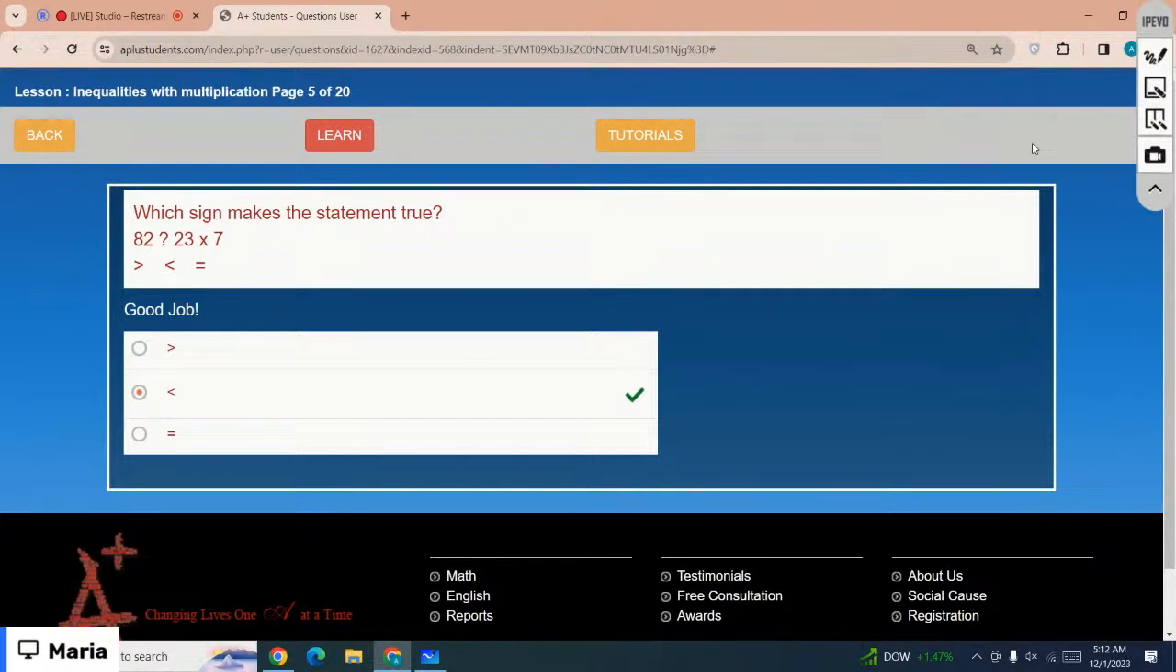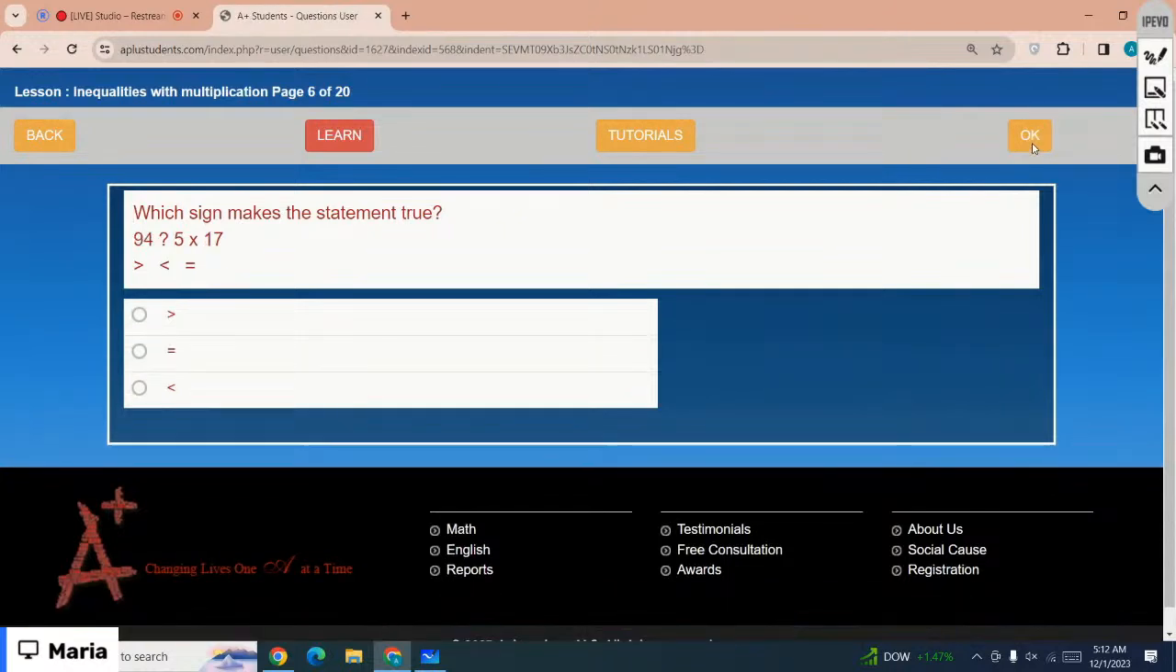The next one: which sign makes the statement true? 94, and you have to evaluate 17 times 5. Which is the correct option? Use your notebook and pencil first, multiply 17 times 5, then see which option is the correct one.